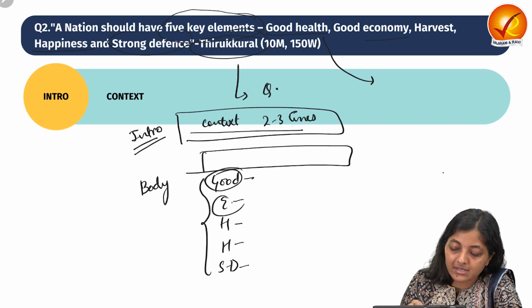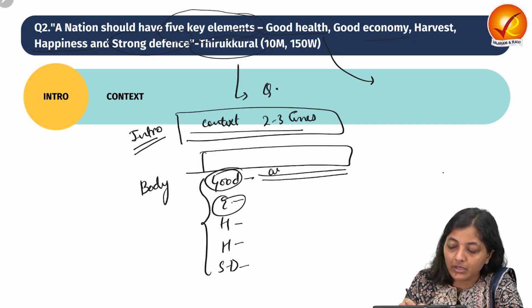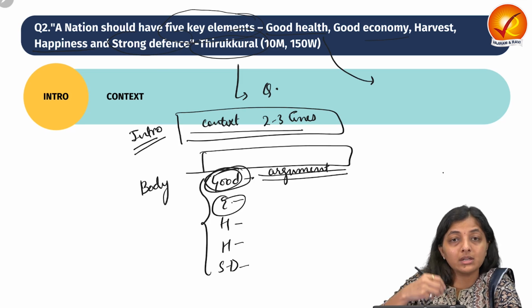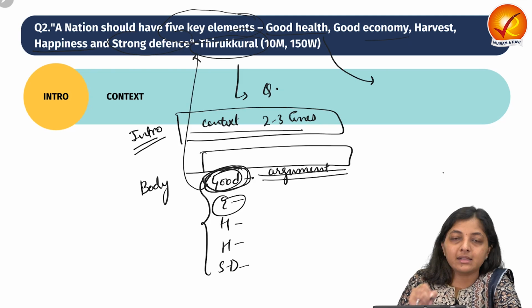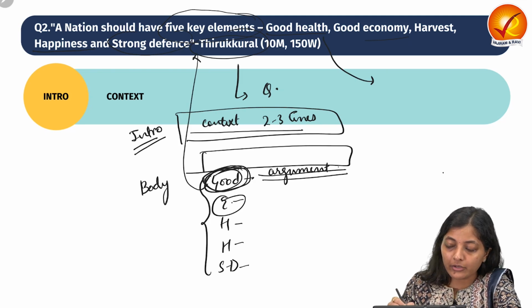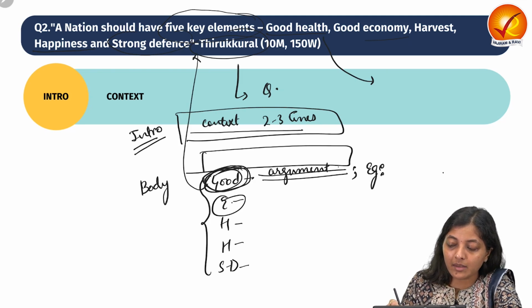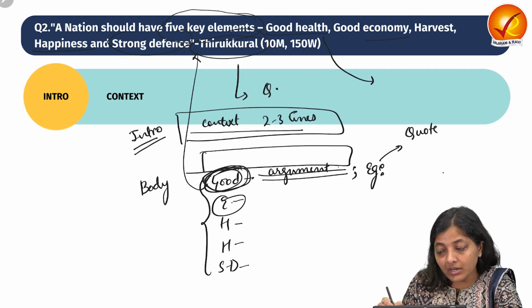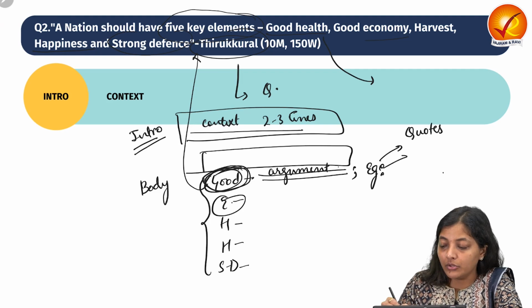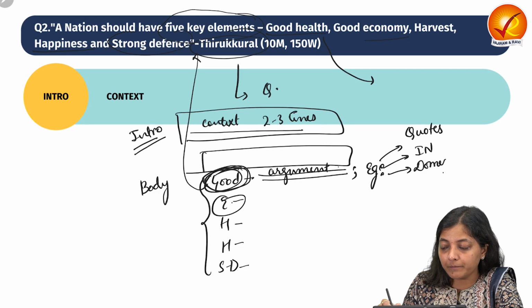In these particular subheadings, try to argue on how this question, what that question is demanding, how this subheading is sufficing that demand. Put an argument, then give some examples. In examples, you can give the quotes of other scholars as well. You can give international data, you can give domestic data.